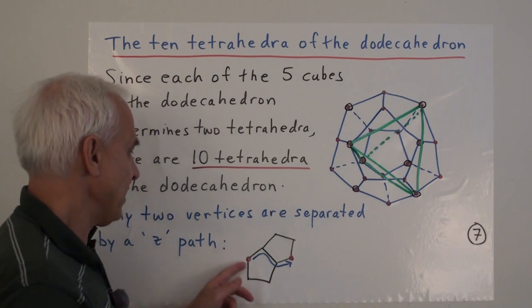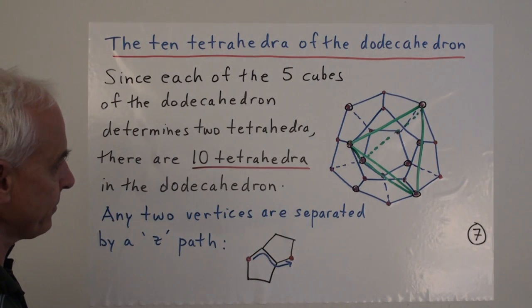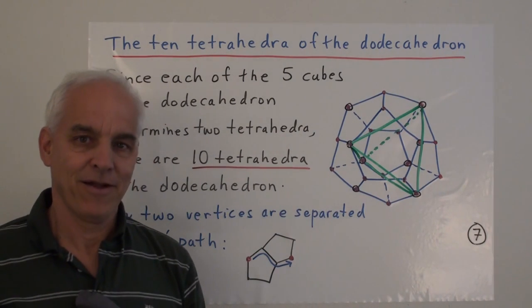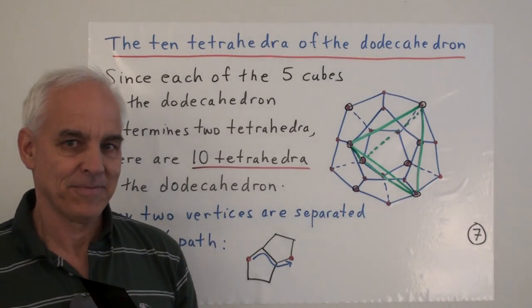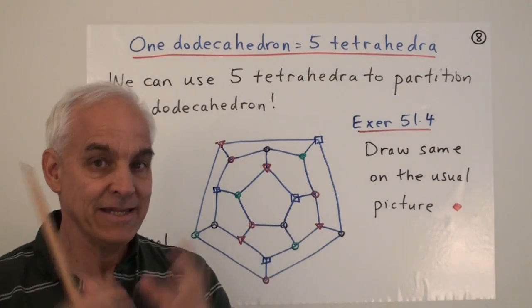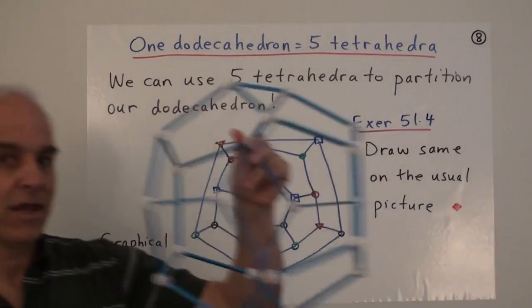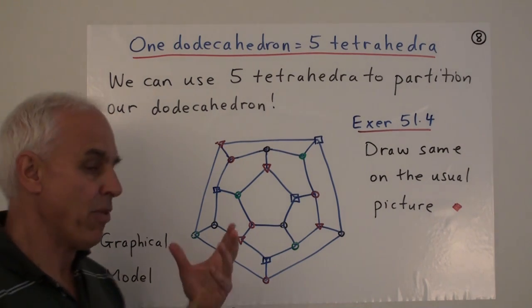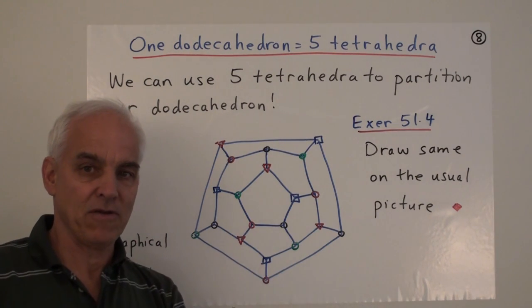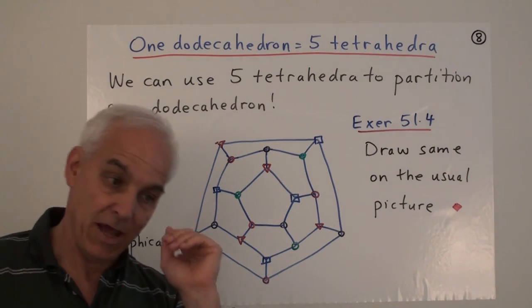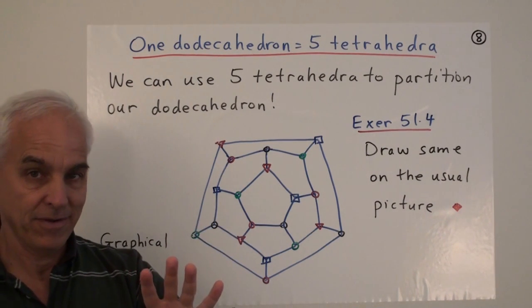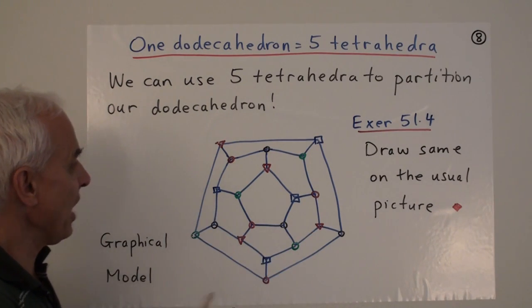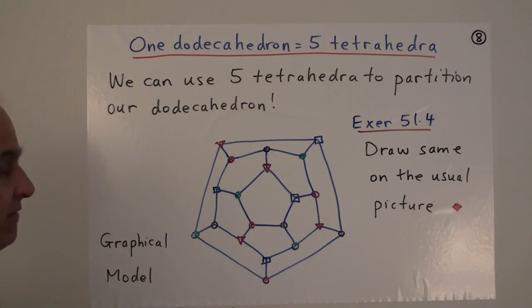Altogether a Z shape, and that takes us from one vertex to another. So there are 10 such tetrahedra inside the dodecahedron. Now we can take those 10 tetrahedra and decompose the dodecahedron into actually 5 of them, because we have 4 vertices to a tetrahedron, so 4 times 5 makes 20. So here's how to partition our dodecahedron into 5 tetrahedra.